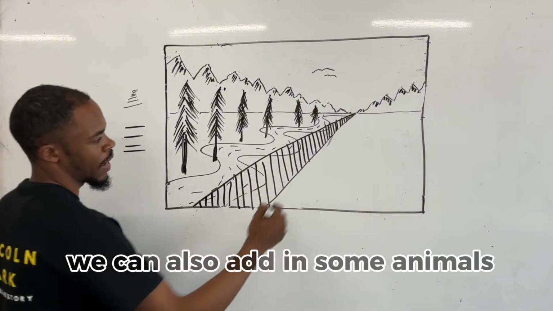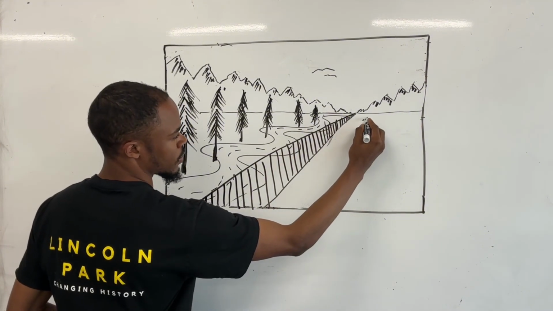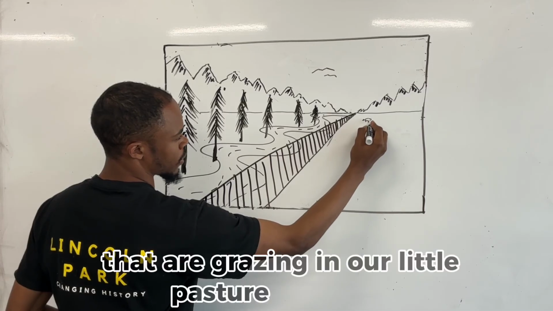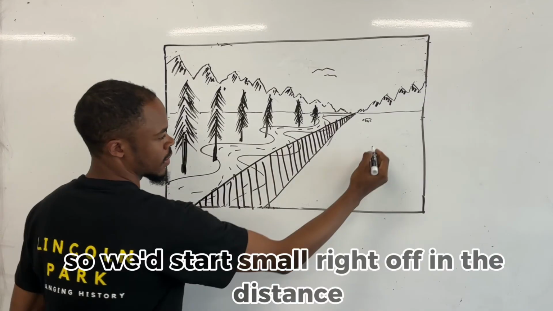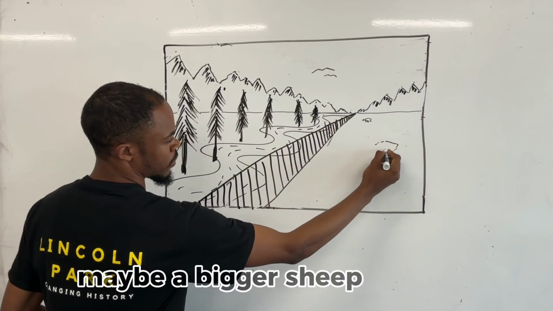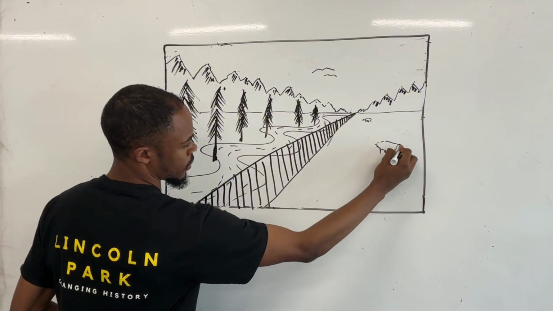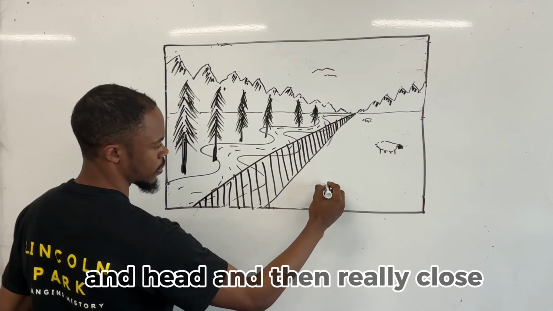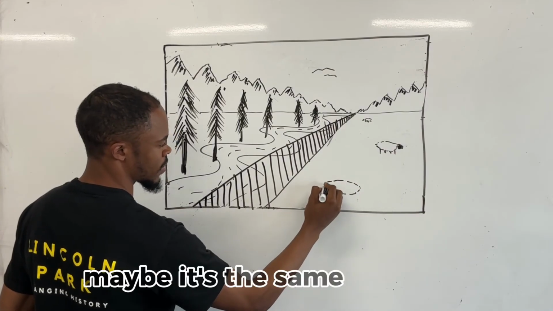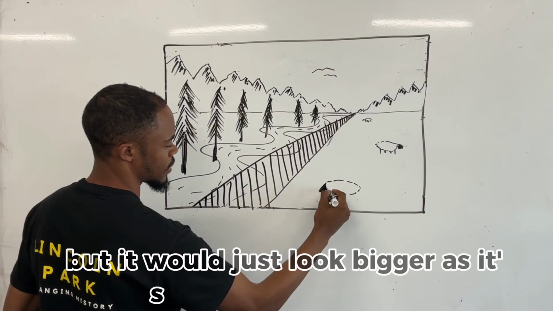We could also add in some animals if we wanted over here. Perhaps we have some sheep that are grazing in our little pasture over here. So it would start small, right, off in the distance. Maybe a bigger sheep over here. It's 4 legs and head. And then really close, maybe. It's the same size sheep, but it would just look bigger as it's nice and close now.